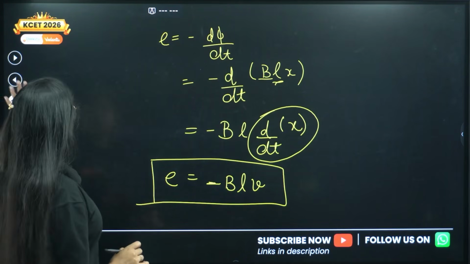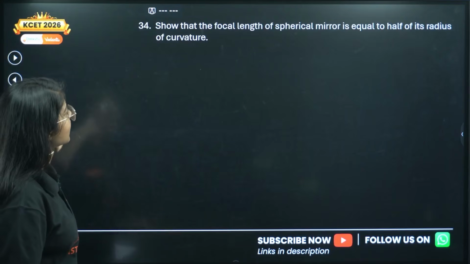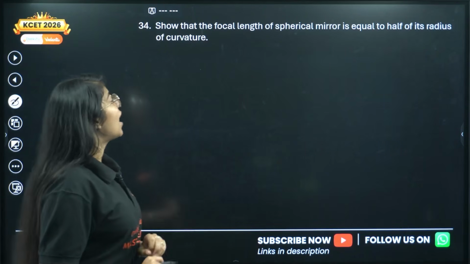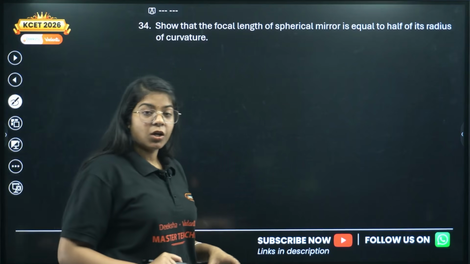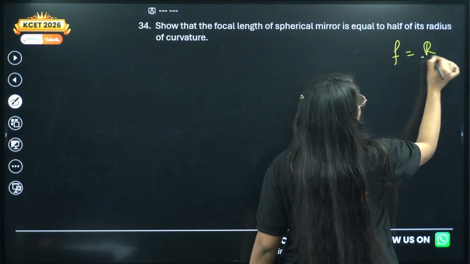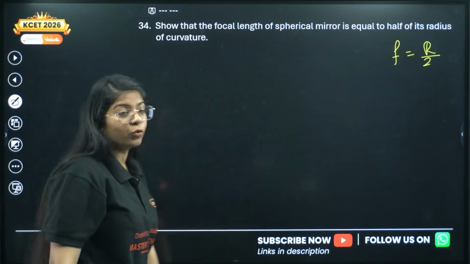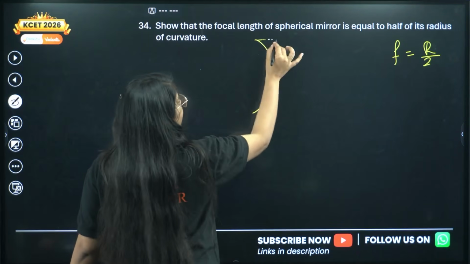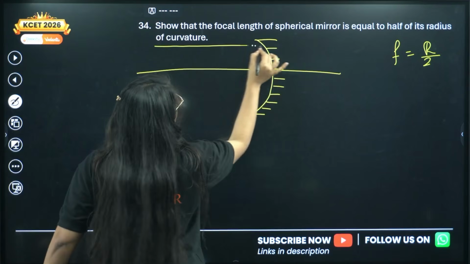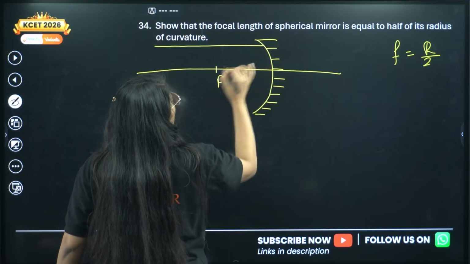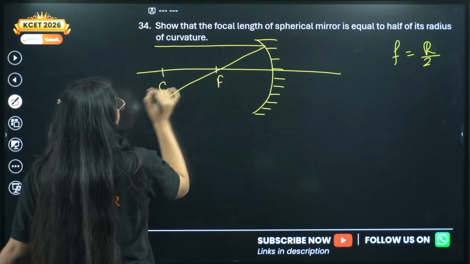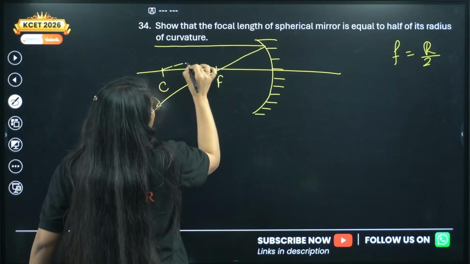Correct? Moving on to the next question, it says, show that the focal length of a spherical mirror is equal to half of its radius of curvature. We have studied this from 10th class, that focal length is half of the radius of curvature, but they are asking us to prove it. So we'll take a spherical mirror and draw the lines. This is a parallel line coming in and it will pass through the focus, something like this. Let's say this is my center of curvature, and I'll pass a dotted line.